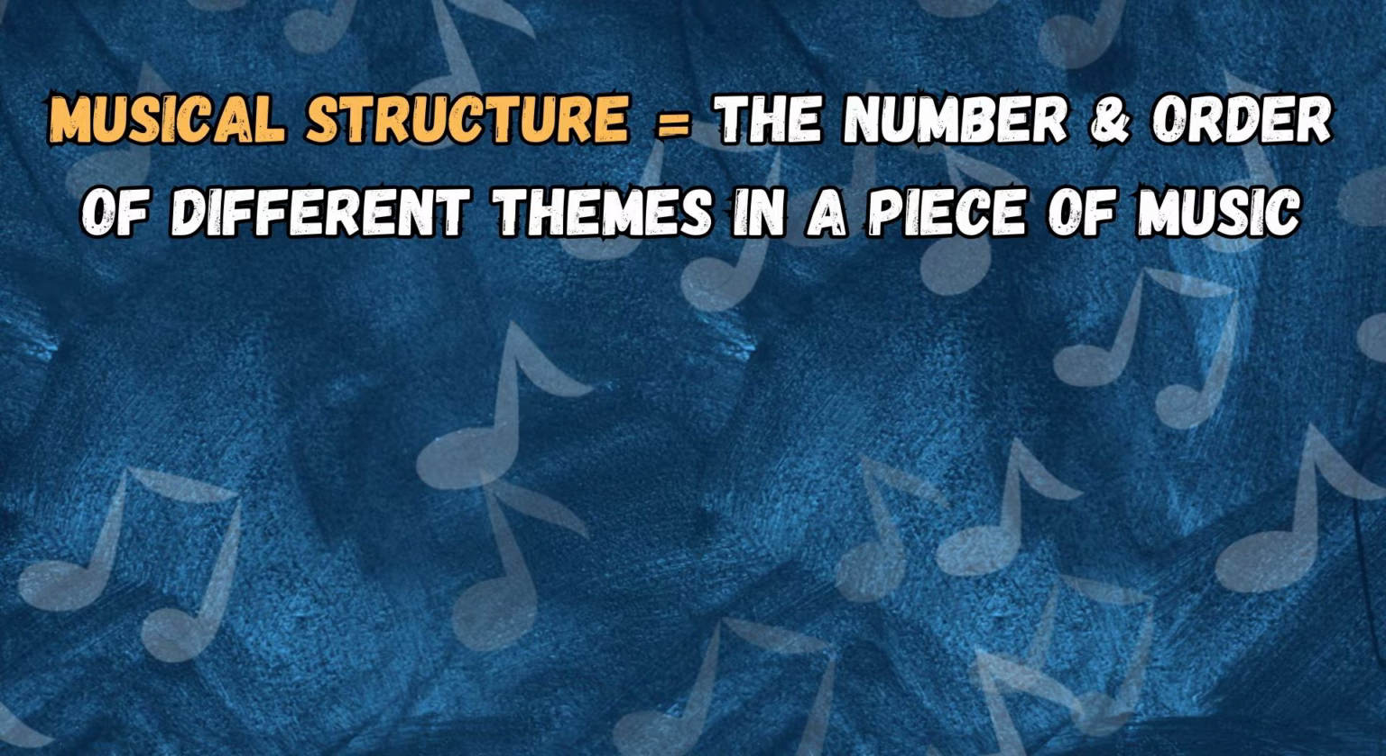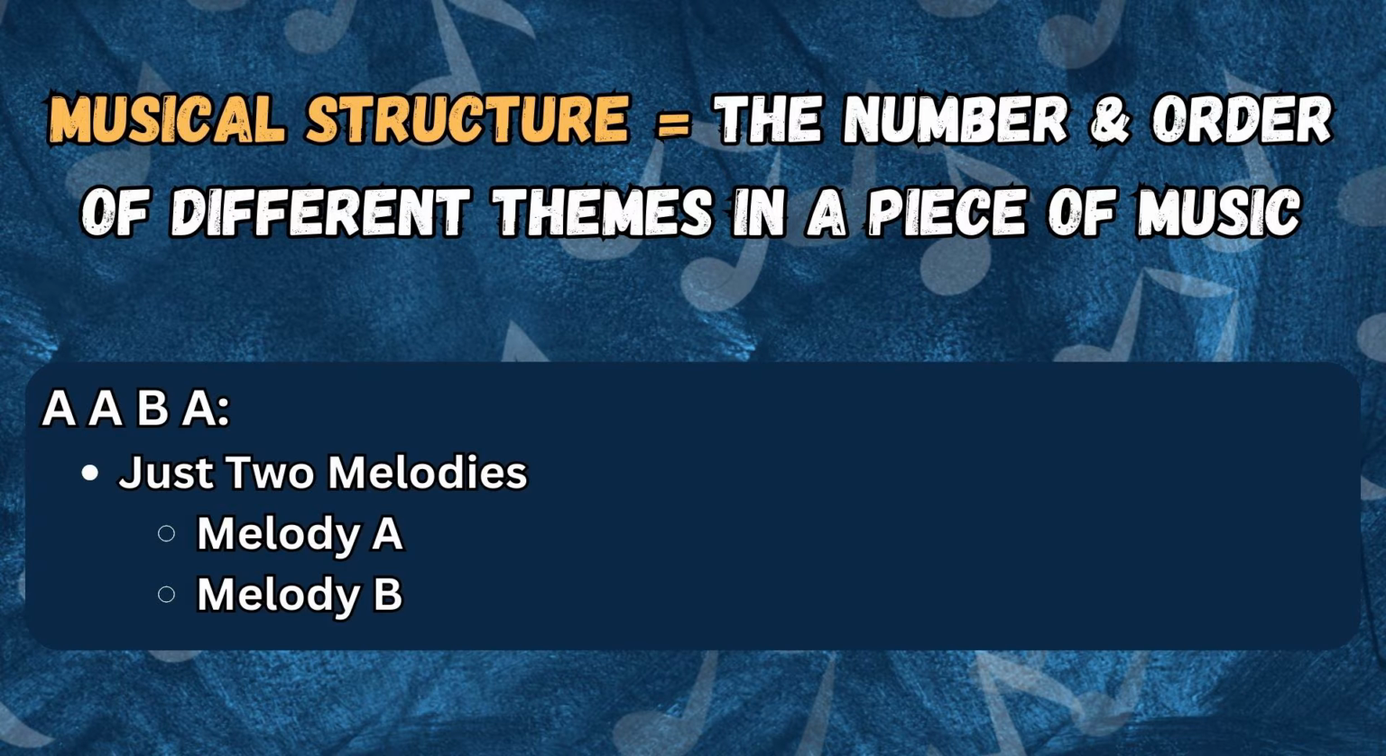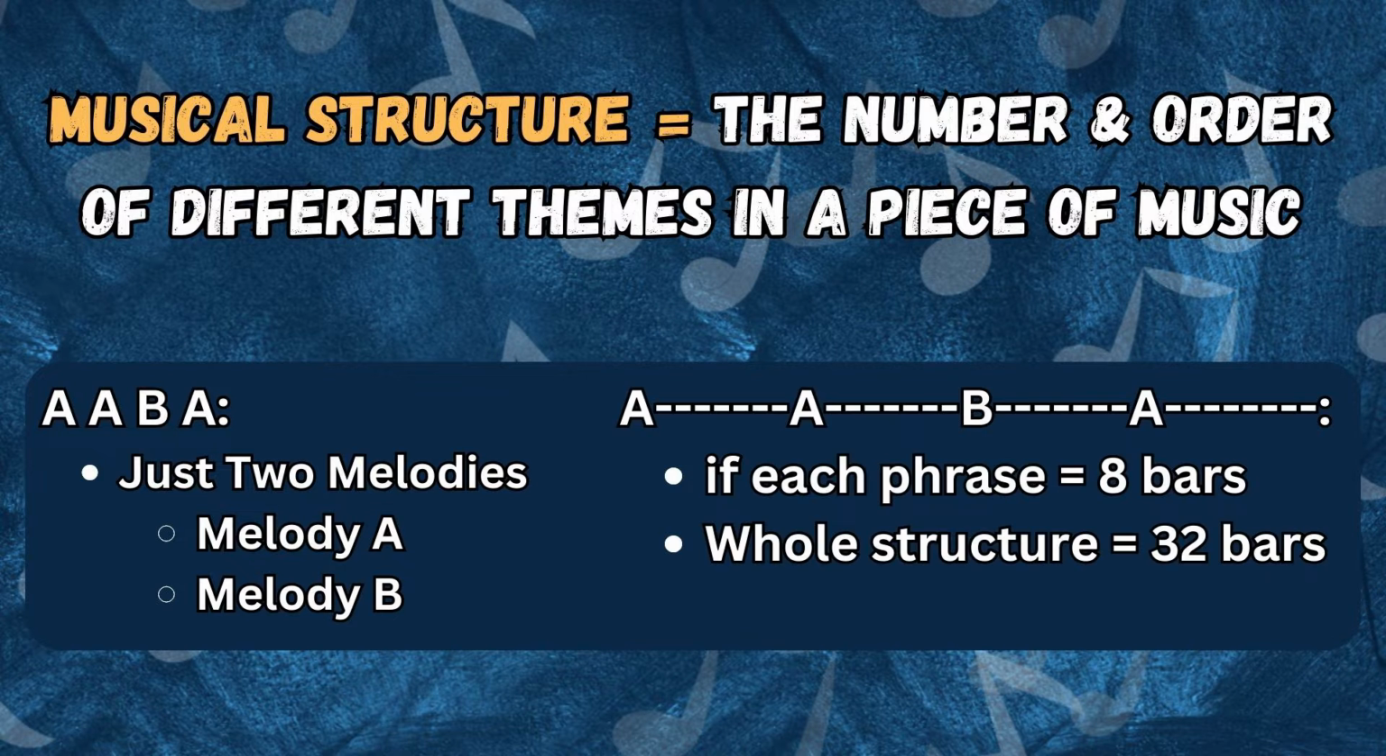But for now, we can loosely define musical structure as the number and order of different themes that are used in a piece of music. For example, AABA structure would describe a piece of music that contains 2 distinct melodies, melody A and melody B. In this structure, melody A gets played twice before melody B is introduced, and then the whole thing ends with just one last statement of melody A. Now, this may seem simple, but if each melody is 8 bars long, then you'll end up with a full 32-bar piece of music, not including any intro that you might write.